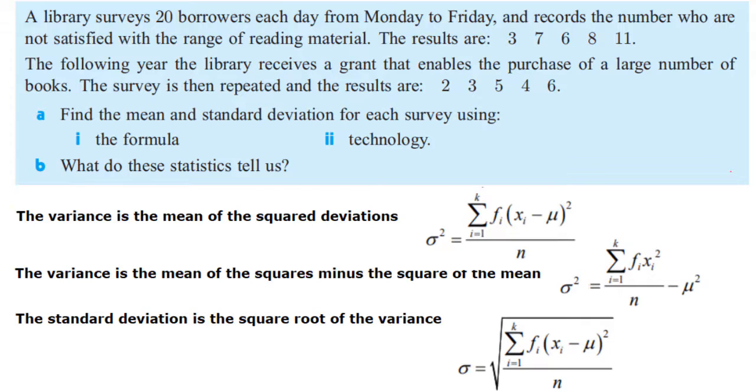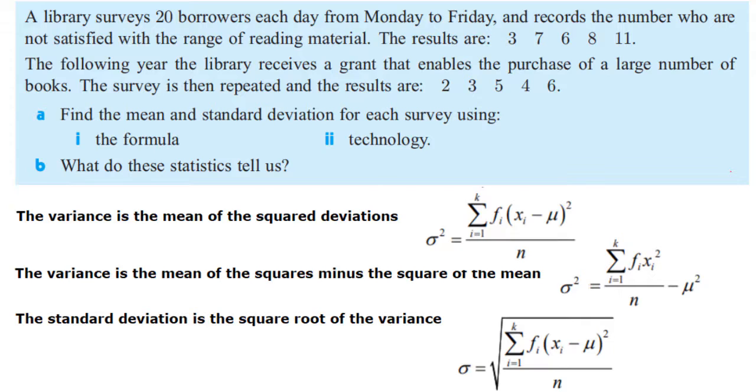I'll refer to this when I'm doing a calculation, but think of deviation as being distance from the mean, or the difference between that value and the mean. How far is it deviating from the mean? So the variance is the mean of the squared deviations. That's one. The second one says sigma squared is the sum from i equals 1 to i equals k of fi xi squared over n, minus mu squared. So I've written here, the variance is the mean of the squares minus the square of the mean. That will make a lot more sense when I actually do it.